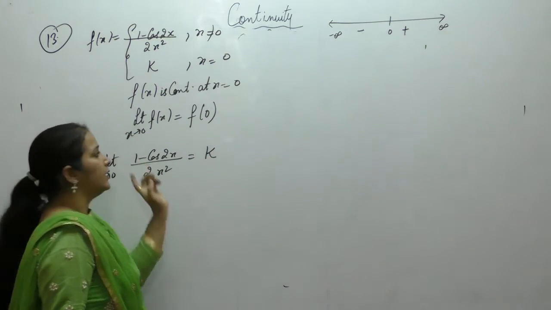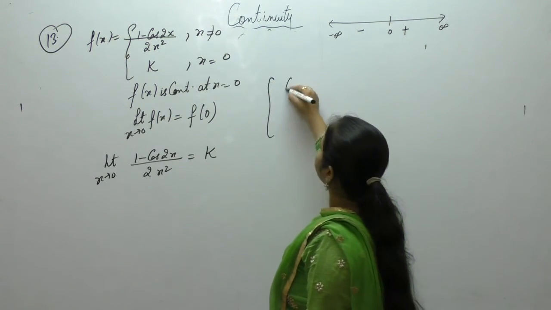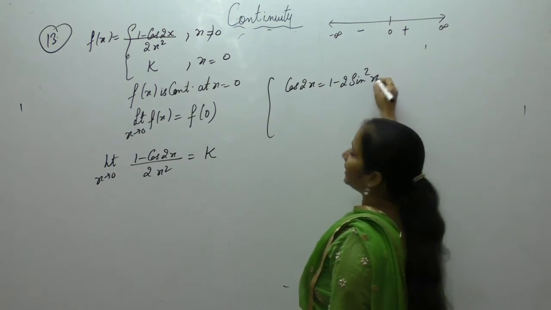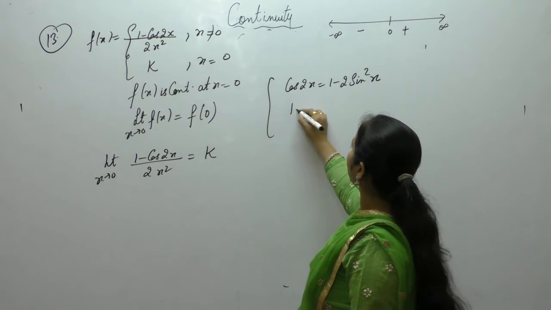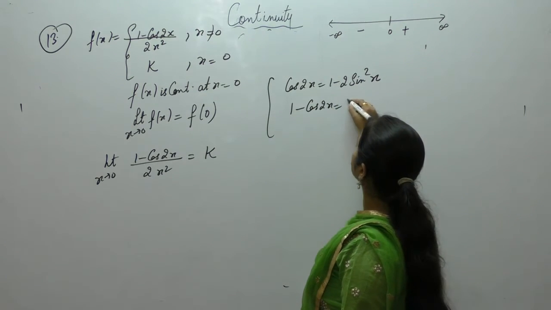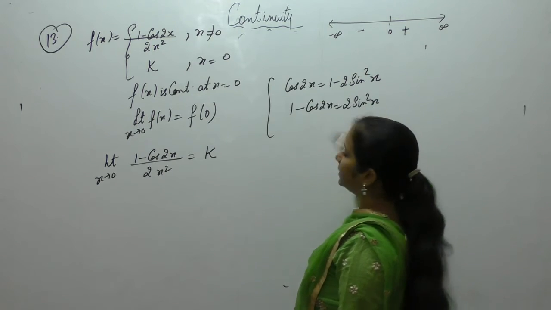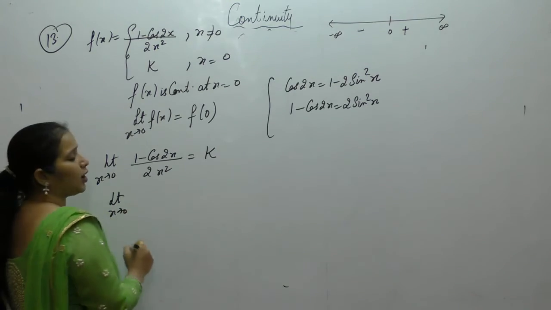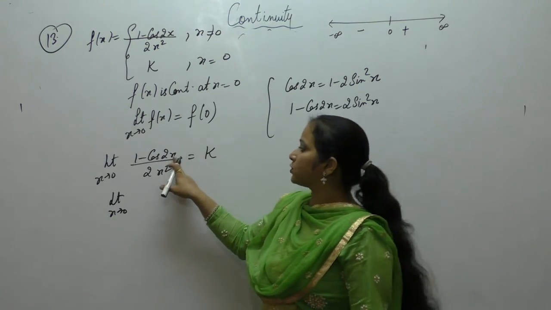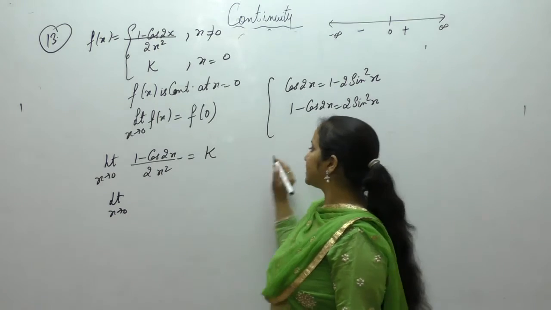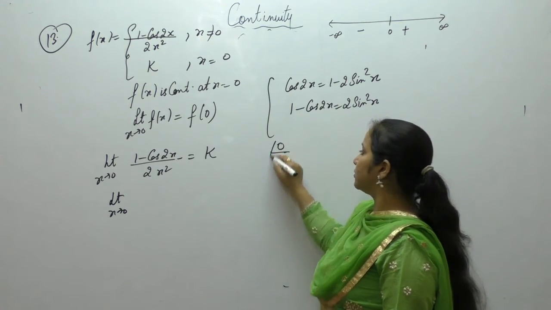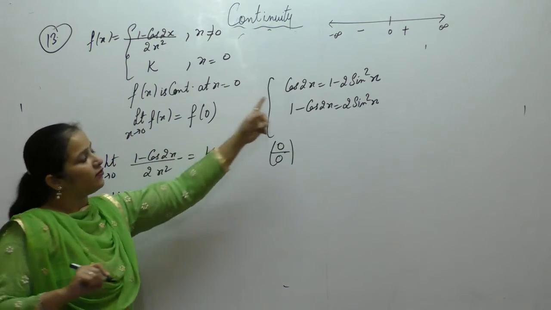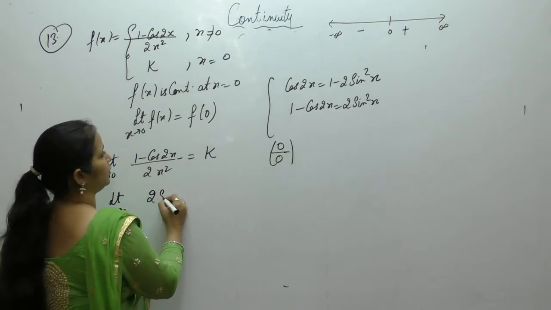Now for cos 2x we will use a formula. Cos 2x is 1 minus 2 sin square x. So 1 minus cos 2x is 2 sin square x. Instead of 1 minus cos 2x, because if we put 0 here, cos 0 is 1, 1 minus 1 is 0 and 2 into 0 is 0, so a 0 upon 0 form is being formed. Therefore we used its formula to convert it into other type.